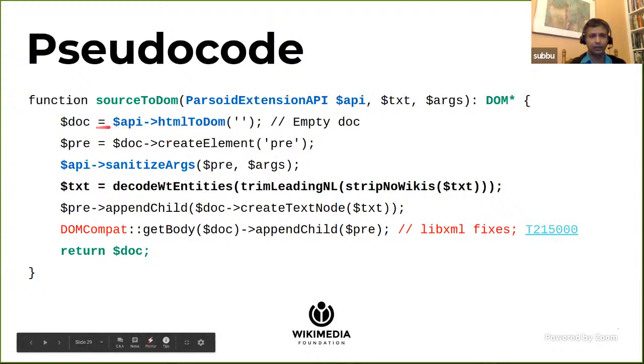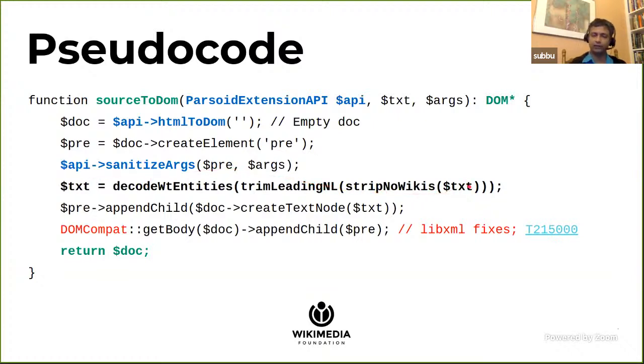So you create the DOM here, you create the pre tag, and over here you're appending some content to the pre element, which is what you're supposed to do. In between, over here, you sanitize the arguments, and you do some processing of the text. If there are no wikis, you strip the no wikis, you trim some lines, decode the wikitext entities, and that's it. And one thing I'd like to highlight here is the use of DOM compat.